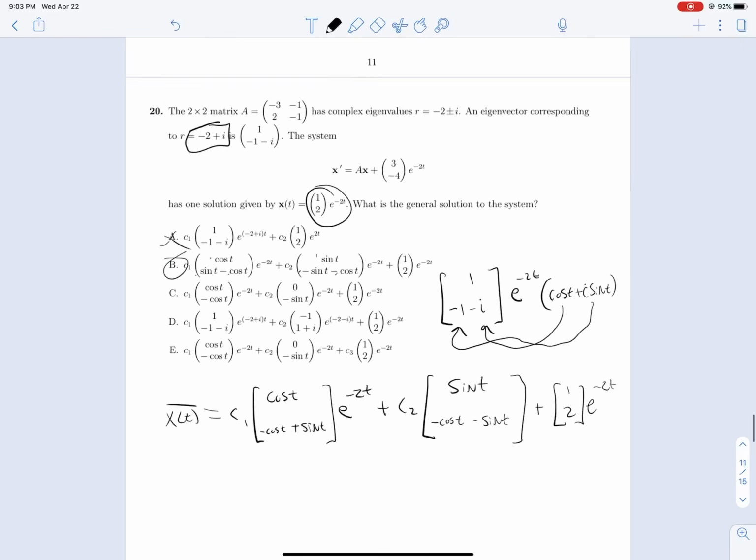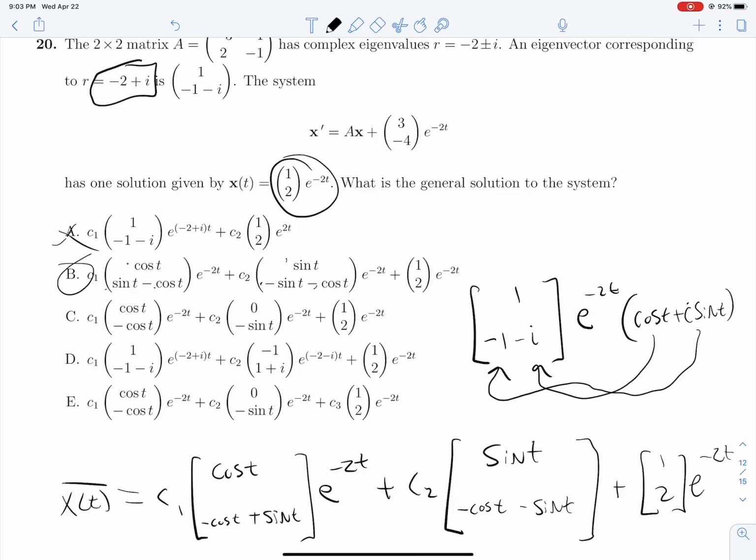Okay, there we go. Pretty easy exam, except for that one pretty brutal variation of parameters question. And that's about it from me.